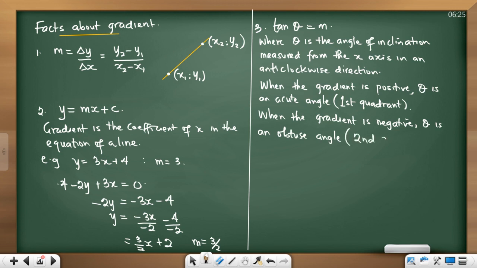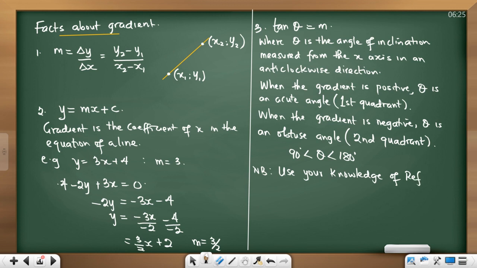And that would be in the second quadrant. You remember that in the second quadrant, our tan is negative. That is, theta would then be between 90 and 180 degrees. Note, use your knowledge of reference angle. Emphatically, let's spell it out. Do not use the sign when calculating reference angle.